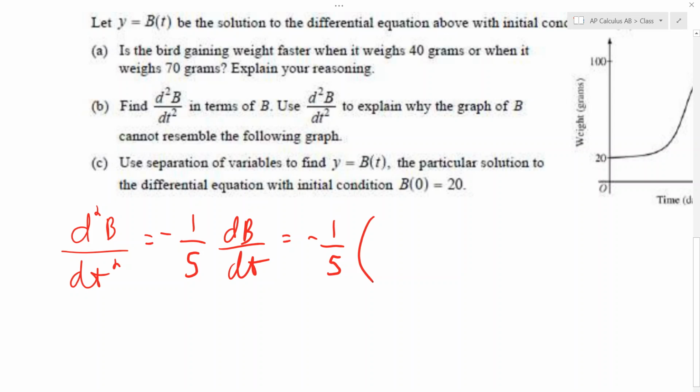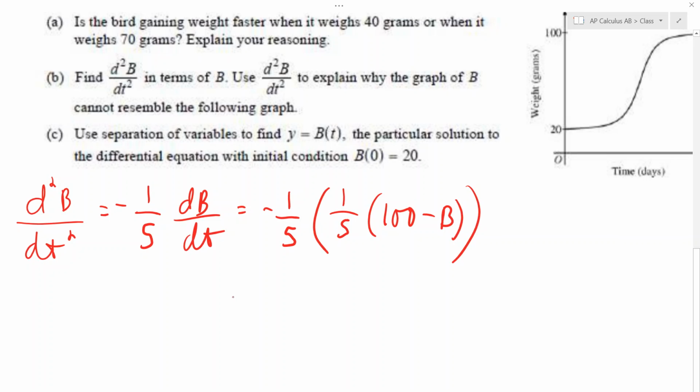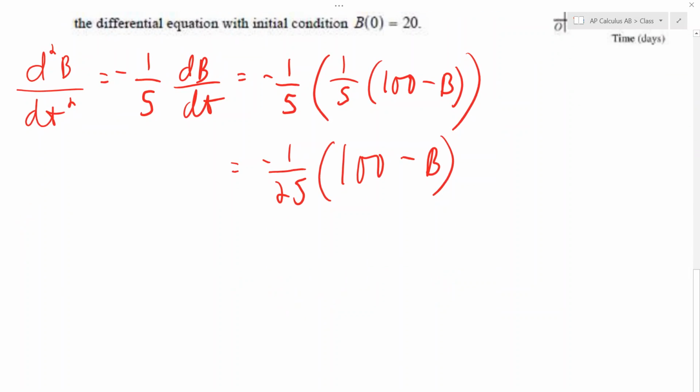Plug it in. We know what dB/dt is. Is that okay? And that's totally fine to leave it like that. I'm going to simplify it a little more. You don't really have to. I'm just showing you variations of this. That's that right there. Is that okay? And if you really felt like going crazy, you could distribute the negative 1 over 25, and that would give you negative 4 plus 1 over 25 B.